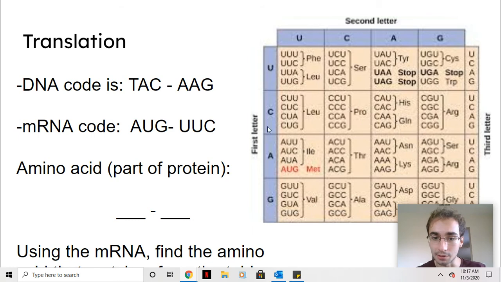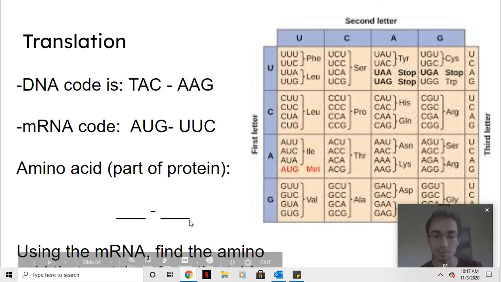How to read it? The first letter is on the left. So you have U, then C, then A. So boom, we're right here. And then the second letter is up here. So U, then C, then A, then G. So what I want to do is A, and then look for the U, and then look for AUG. Boom, right there, Met. So Met will be in this blank.